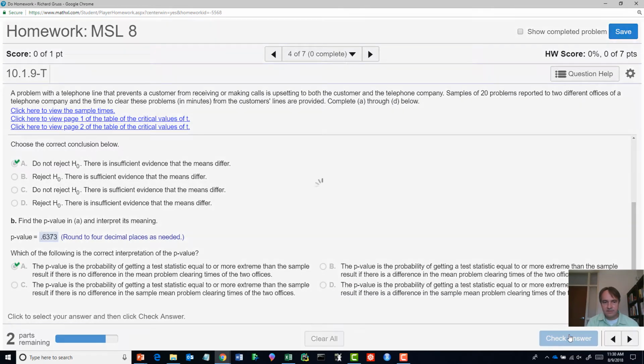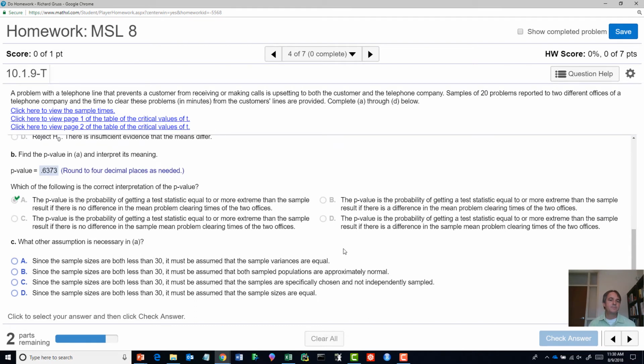Okay, and we have to press continue again. Okay, so what other assumption is necessary in A? I think I mentioned this when we were talking about this test, but the trick with taking a sample is that a sample of smaller than 30 is okay, as long as you use the t distribution to adjust for that, using the degrees of freedom to adjust the critical values. And also, it's okay if your population is normal, if it's a normally distributed population. So B is going to be the correct answer here.